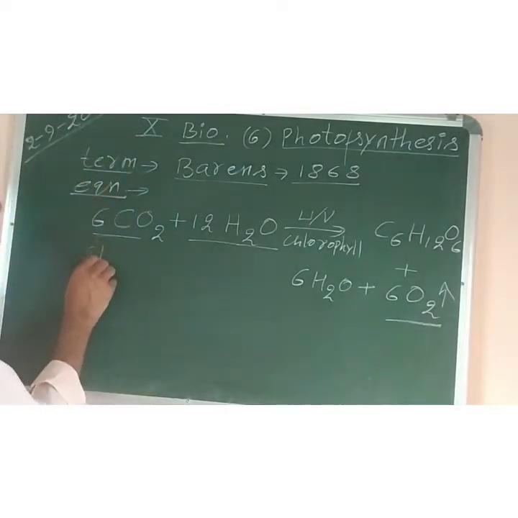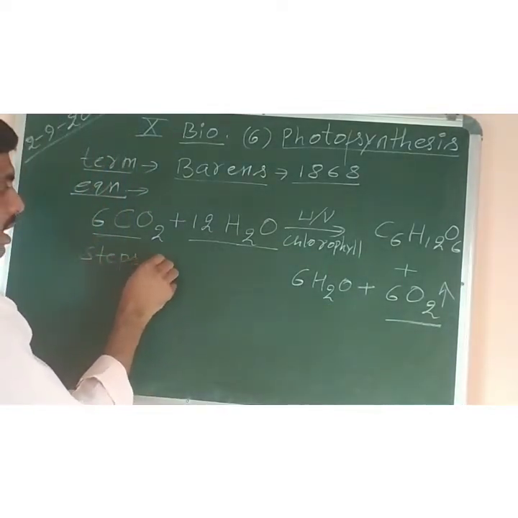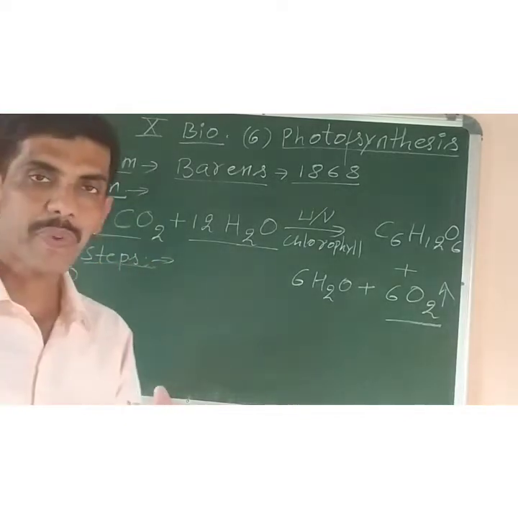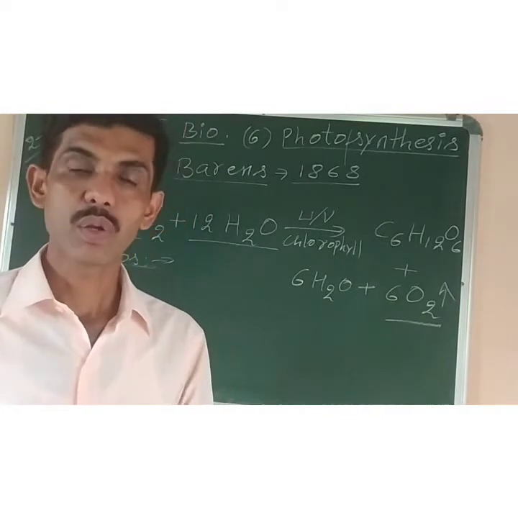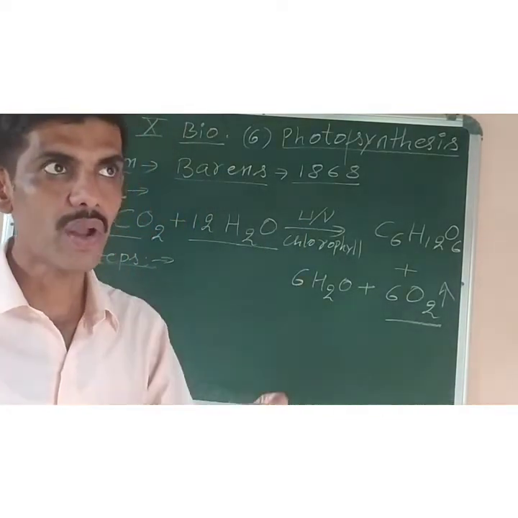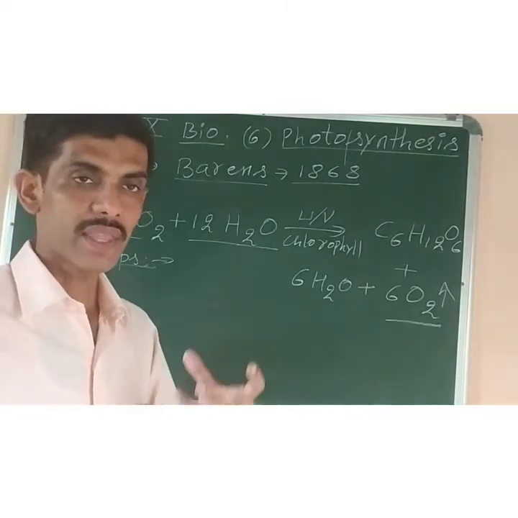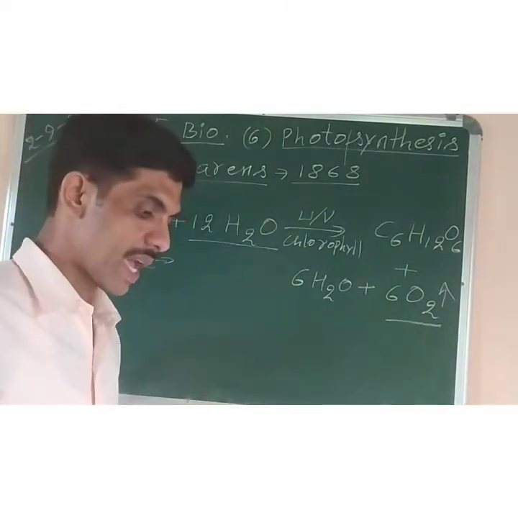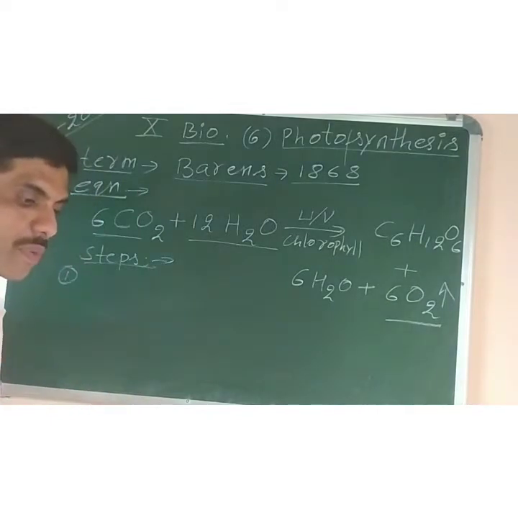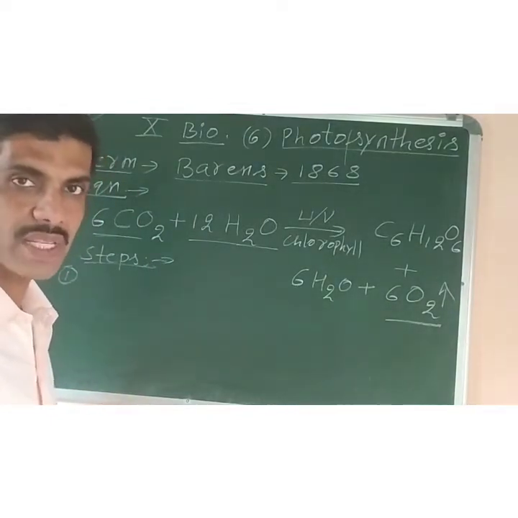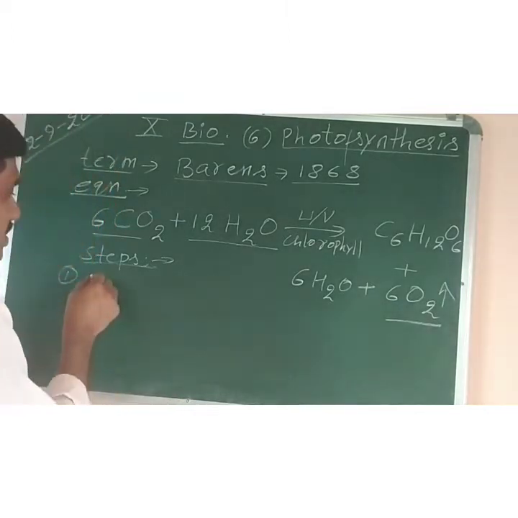The steps involved in photosynthesis are, number 1, the first step is the trapping of sunlight by chlorophyll. Means when sunlight falls on the green parts of the plant, that is the leaves and the other green parts, that sunlight is trapped and it is absorbed into the plant cells, that is the mesophyll cells of the leaves. So first one is trapping of sunlight.